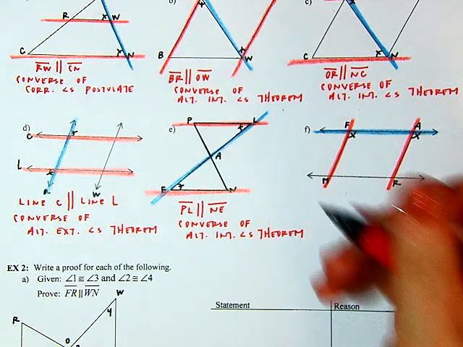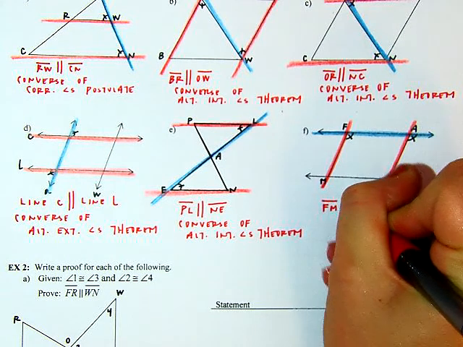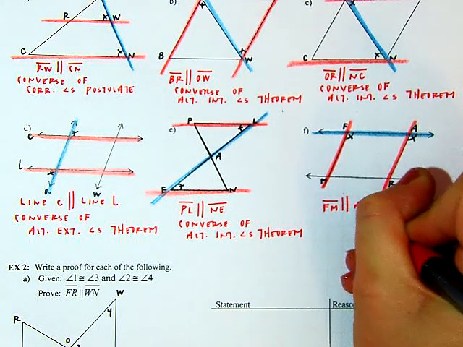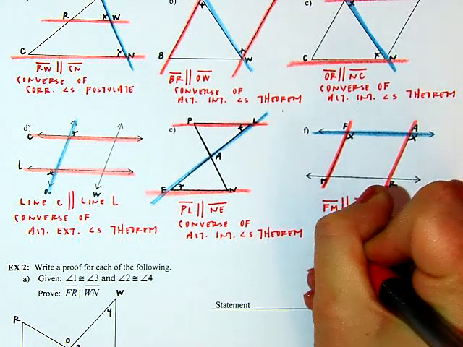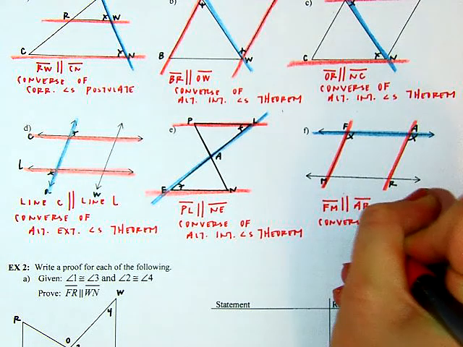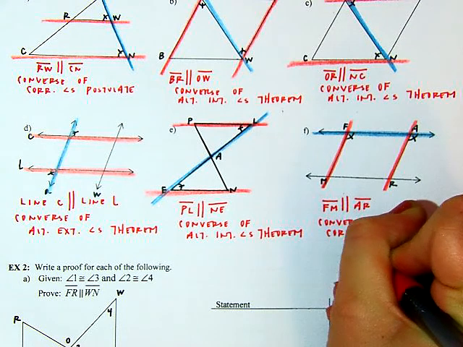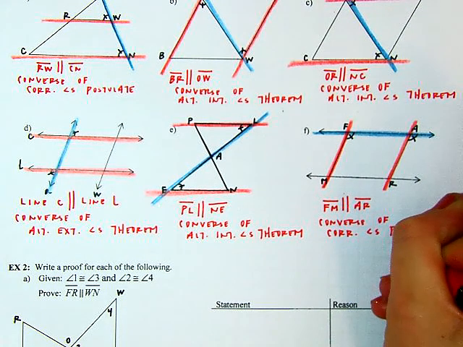So I can say that FM is parallel to AR. And my reason would be the converse of the corresponding angles postulate.